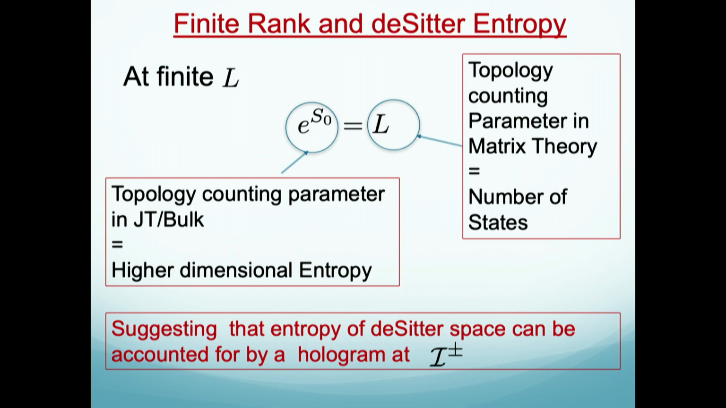And E to the S0 is also the gravitational entropy, at least as seen from the higher dimensional theory. So we have a very nice possibility that the number of states in the bulk equals the gravitational entropy, which also equals the number of states in the boundary theory. Now there's much more to do to take the idea of holography to its logical completion and really test it. The fact that there should be an extension which holds at finite L requires even more work, but it's a very interesting possibility that a hologram at scri plus and minus, future and past space-like infinity, can account for the de Sitter entropy.